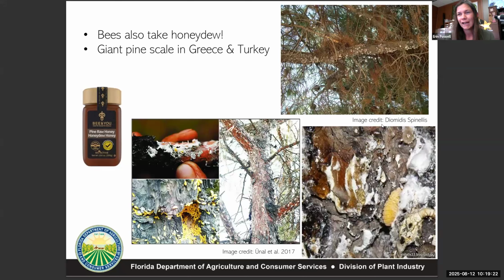Bees will also tap into this resource. If you ever see giant pine scales, they occur in Greece and Turkey. And if you ever see what's called pine honey, it may actually be that honeybees have gone and directly eaten the honeydew off of these scale insects and used that instead of floral nectar to make their honey, which is kind of neat. It's always frustrating as a scale insect person because I want pine honey that's genuinely from scale insects, but they never want to explicitly say on the internet that it is from scale insect poop, because I think it's probably not good advertising.